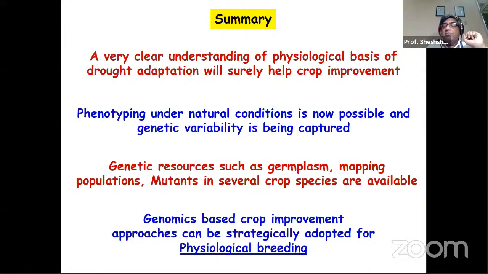And we have large genetic resources these days with everybody. We have germplasm, we have mapping populations, now we have mutants. When you have all these things, and we can phenotype them accurately, and now identify the markers with the help of genomics, I'm very, very sure that very strategic physiological breeding for crop improvement is definitely possible.